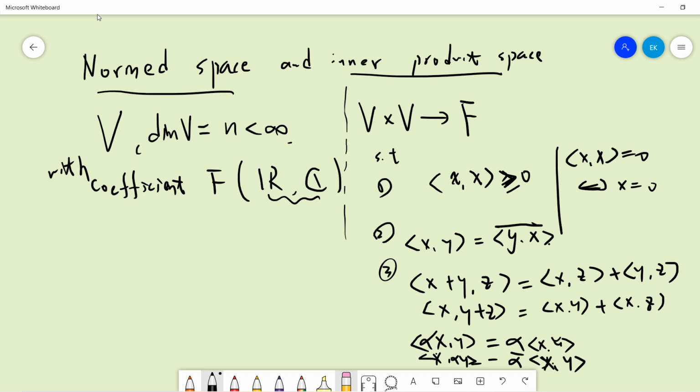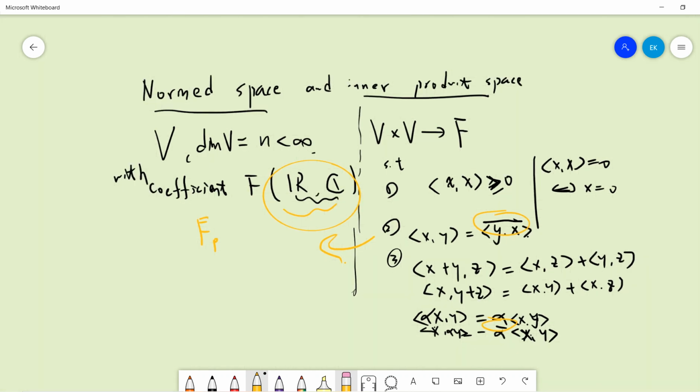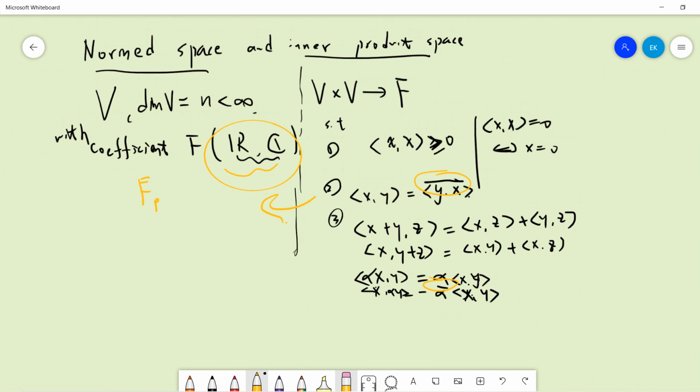So in this video, since we have the complex conjugate, our rules only work for R or C, right? If you are working in a finite field, then it will not work. Okay, so this is an inner product space.